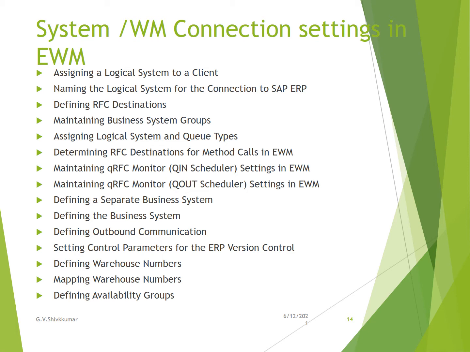that is scheduler settings in EWM, maintaining QRFC monitor queue out scheduler settings in EWM, defining the separate business systems. We have two different boxes, so we need to define this business system to the logical system. All these things are required. Defining the business system, defining the outbound communication, setting control parameters for ERP version control, defining warehouse numbers and then mapping warehouse numbers, that is ECC to EWM, and defining the availability groups. These are very important.